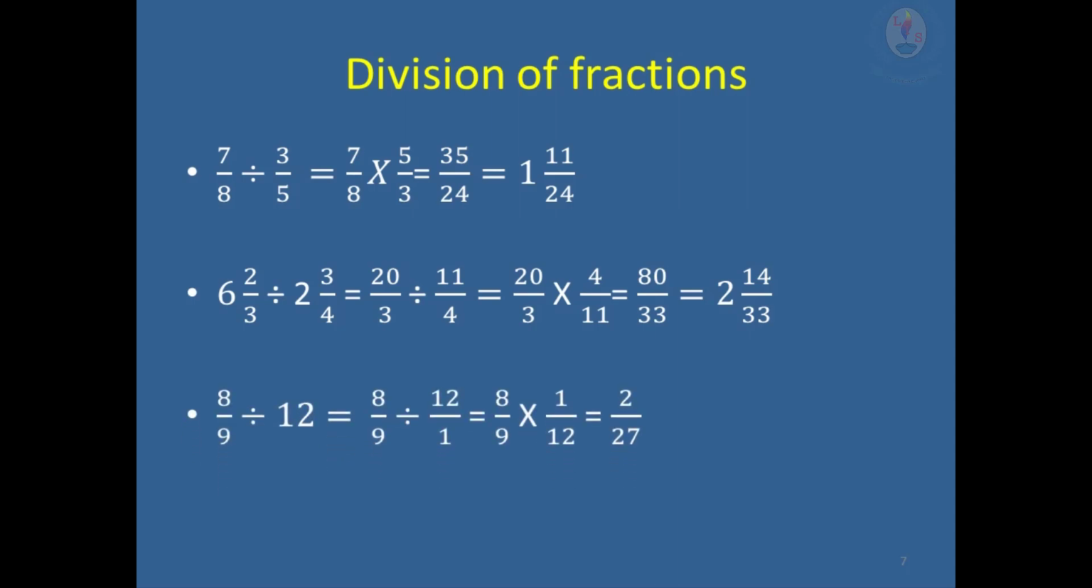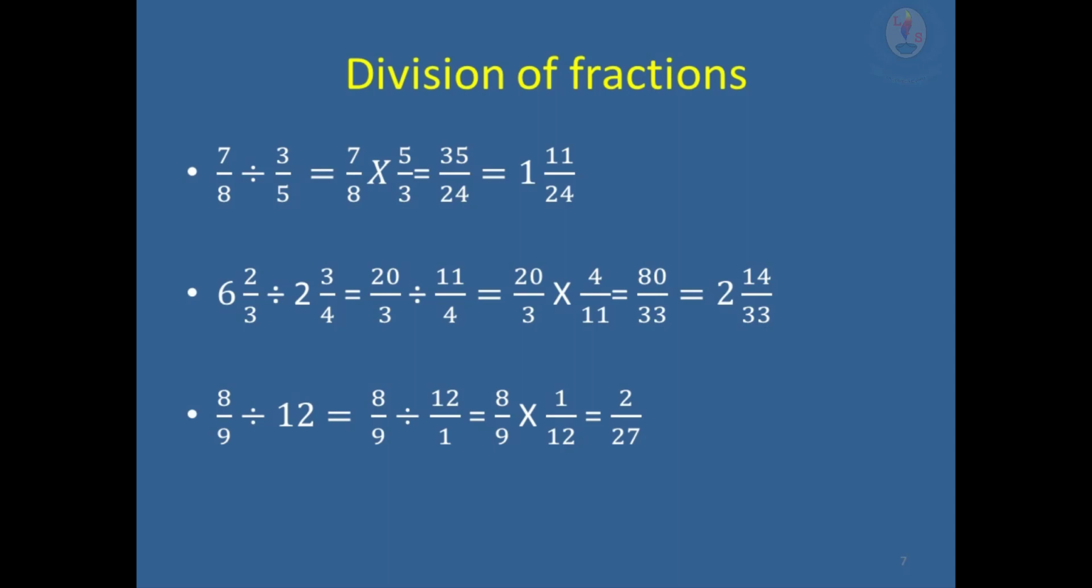Next one, 8 over 9 divided by 12. There is no number as a denominator in the second fraction, so we have to write 1. 8 over 9 divided by 12 over 1. Now we can take the reciprocal. 8 over 9 multiplied by 1 over 12.